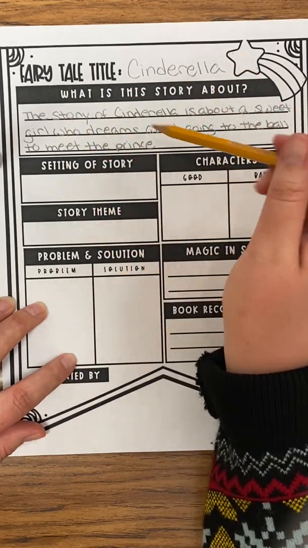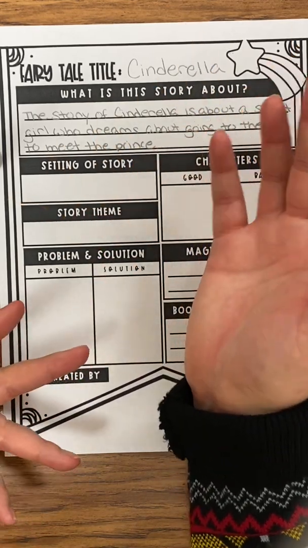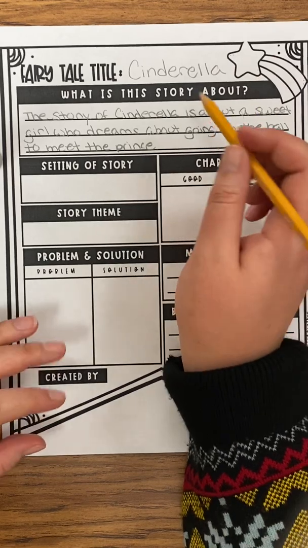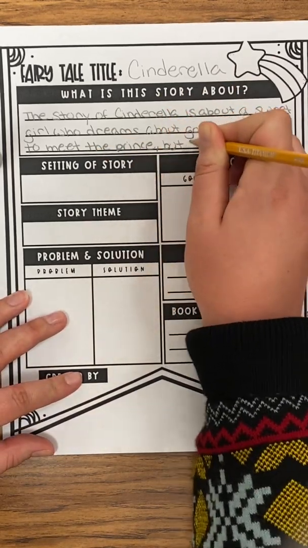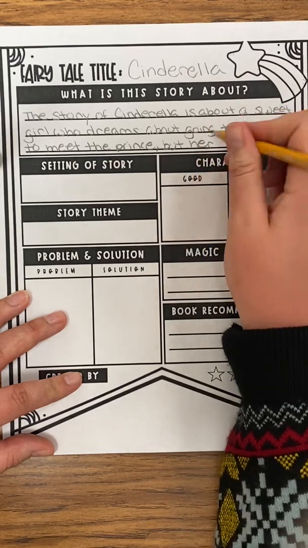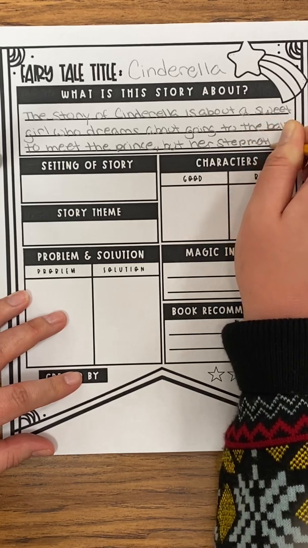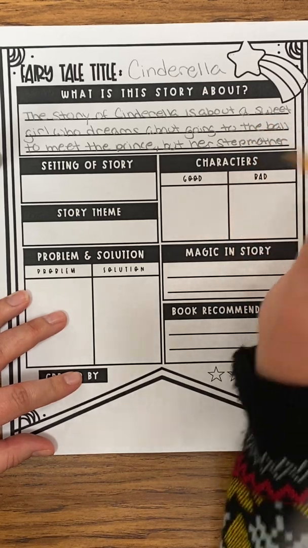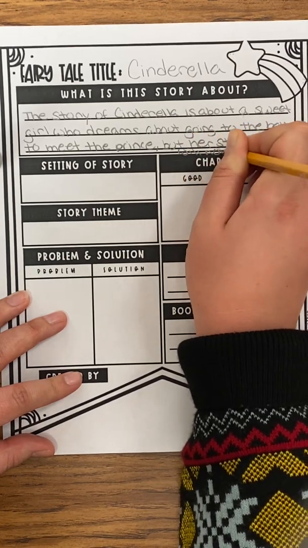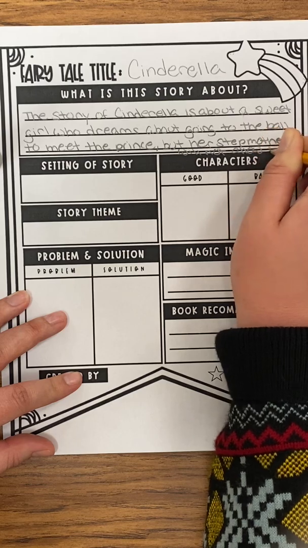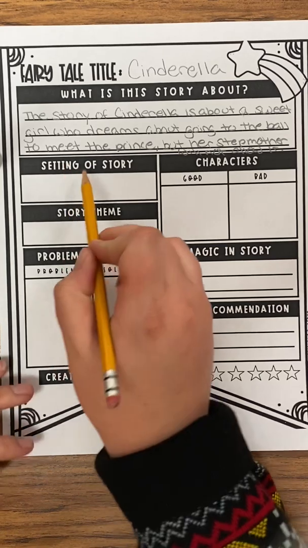And boys and girls, this is a very short and very quick sentence about the majority of the story of Cinderella, okay? Going to the ball to meet the prince, but her stepmother will not allow it. Hopefully I can squeeze that in. I'll just write that down here. Will not allow it.